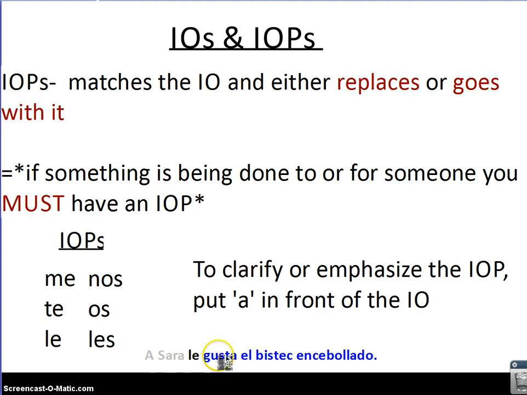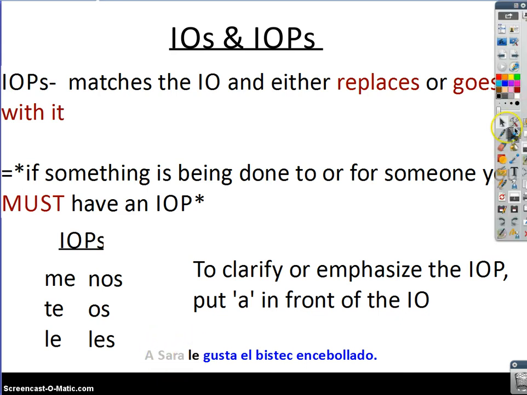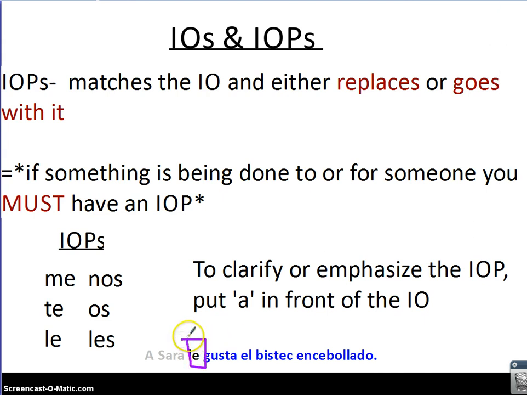Here in this sentence about Sarah liking steak with onions, really what we're saying is steak with onions is pleasing to Sarah. Now, I have a Sarah and I have le together in the same sentence. I've got my indirect object pronoun. I was trying to box it. That didn't go so well with the mouse. And I've got the clarification or emphasis to it. I can get rid of either one of these, it's the clarification or emphasis, but if something is being done to or for someone, you absolutely must have an IOP.